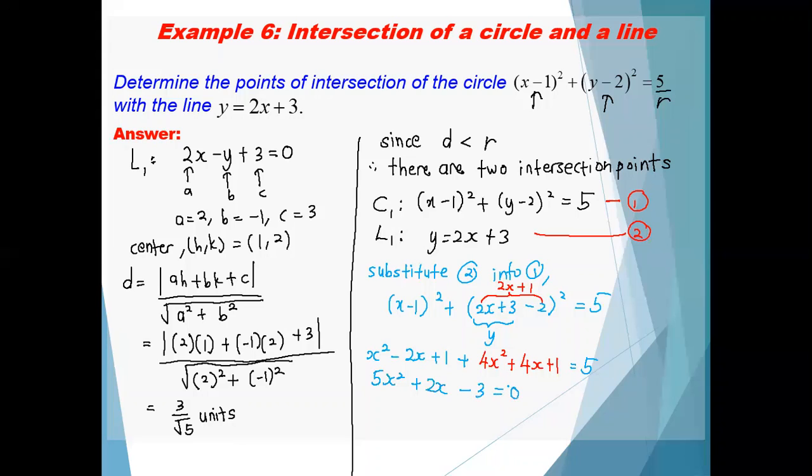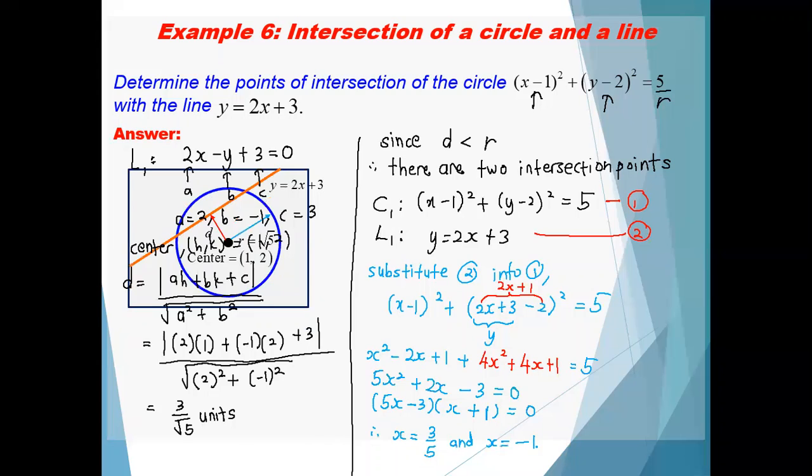So equal to 0. So this one we can factorize: 5x with x to 0. So 3 should be here and then 1 here, negative. So there will be one positive and one negative. So 5 minus 3 is equal to 2. Therefore x is equal to 3 over 5 and x is equal to negative 1.